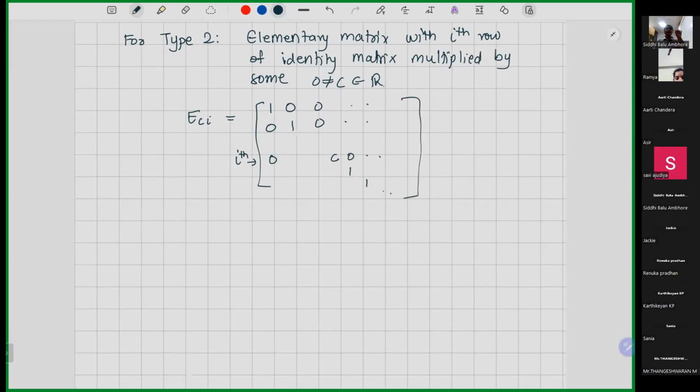So it is only the ith entry of the diagonal. If I go on checking the diagonal, everything is 1, except for that ith row. Instead of 1, there is C. So what I want to do is find the inverse of this matrix. So what can I do? I need a matrix such that when I multiply that to this matrix, I will get back 1.